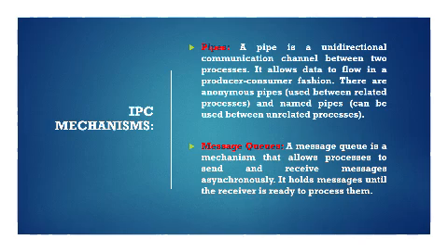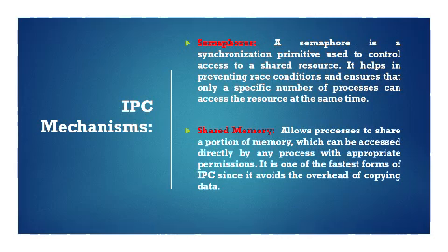Second one is message queues. A message queue is a mechanism that allows processes to send and receive messages asynchronously. It holds messages until the receiver is ready to process them. Example: cloud servers like AWS queues process requests independently. Third one is semaphore, a mechanism for synchronization and preventing race conditions. Example: preventing two ATM machines from responding to the same cash simultaneously.